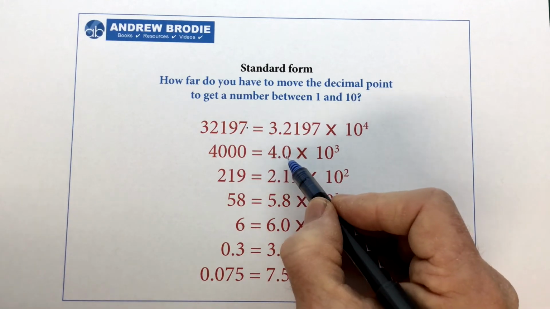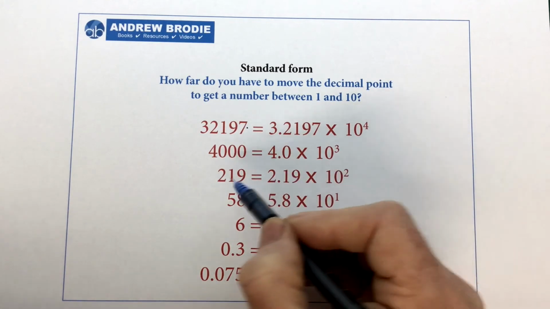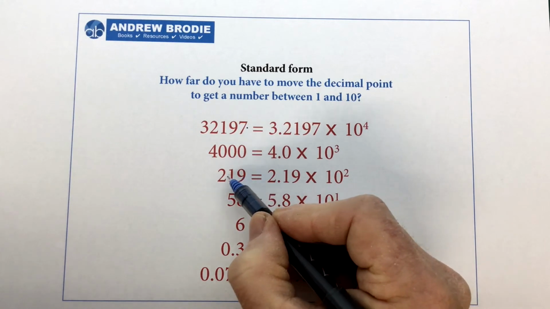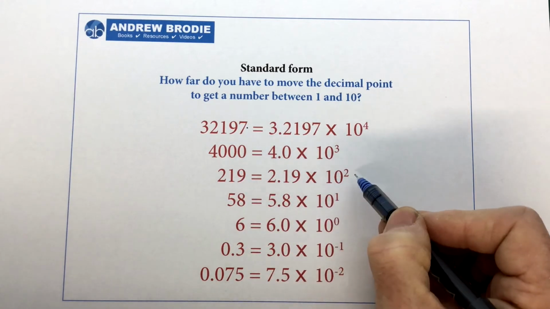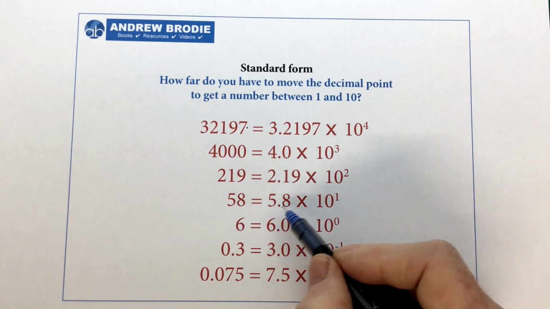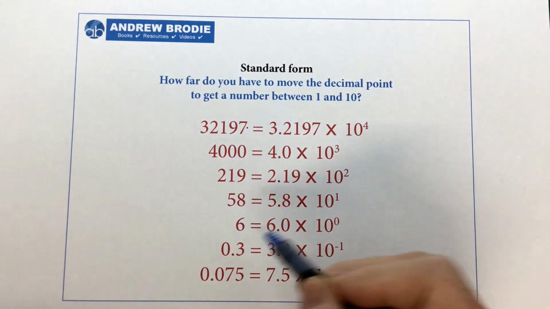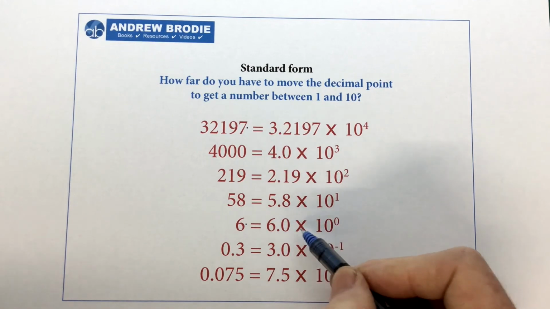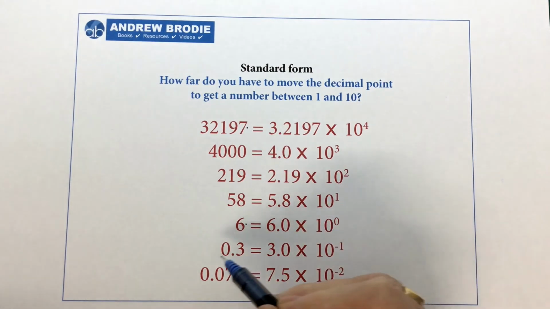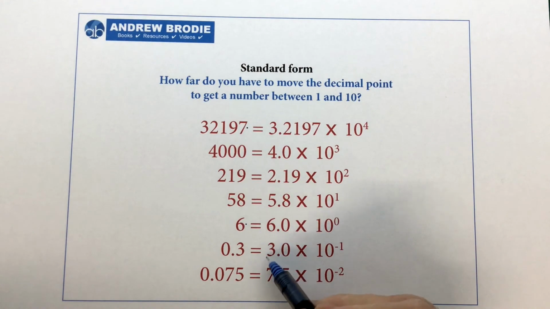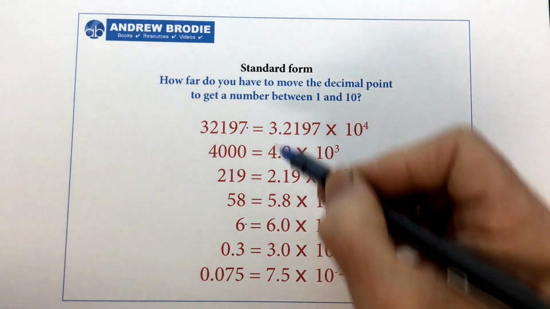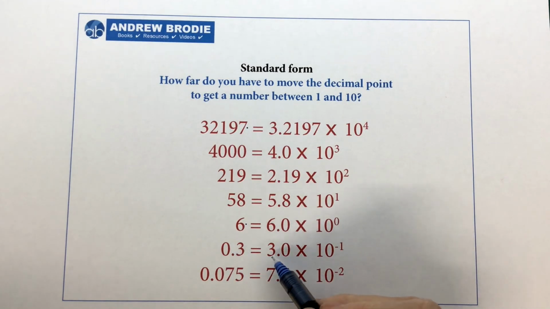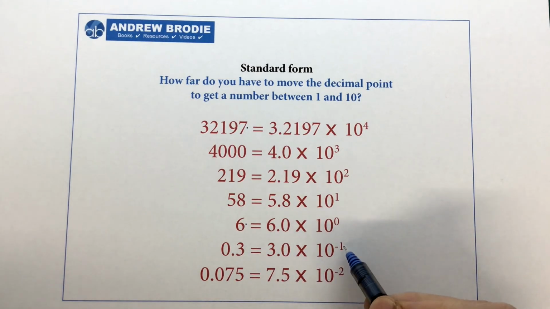4,000, 4.0 times 10 to the 3. 219, how far have we moved the point? 1, 2. 2.19 times 10 squared. 58, 5.8 times 10 to the power 1. 6, the decimal point is there, it's still there, so it's 6 times 10 to the power 0. 0.3, the 3 is now between 1 and 10, of course. All of these numbers here are between 1 and 10, so 0.3 is 3.0 times 10 to the minus 1.